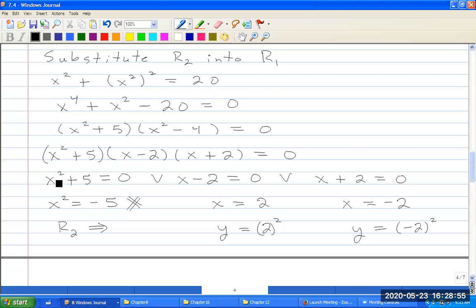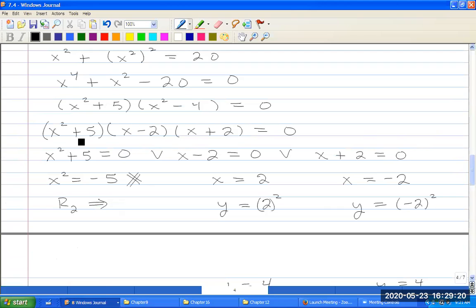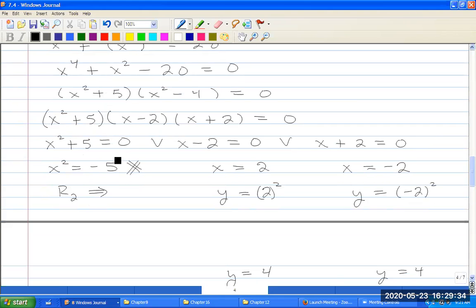You didn't hear why we get rid of this solution. It's because we only want real solutions. And so we can't have the square of a real number being negative. So since we only want real values, we're going to get rid of this solution. Okay, thank you. Was that your question? Yeah, it was. My internet is not as good, so it was lagging. I hope that answered your question.